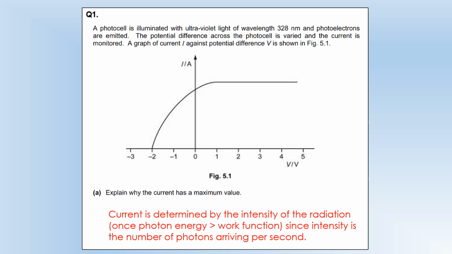So the reason the current has a maximum value is because it's determined by the intensity of the radiation. Because remember, once the photon energy is greater than the work function, one photon causes one electron to be emitted. So that's the key here. Again, we've got this one-to-one interaction. So the current is limited by the intensity of the radiation.